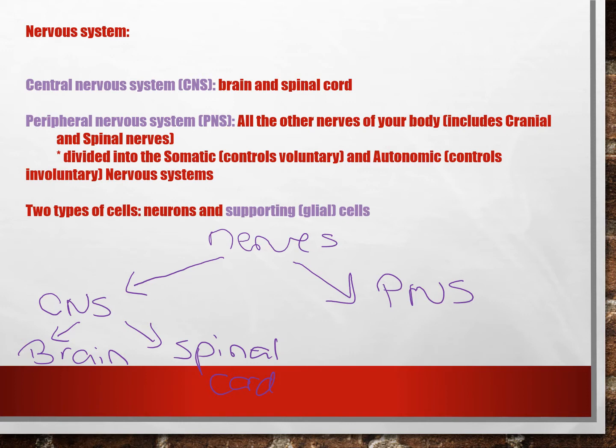Brain nerves are actually nerves in the brain, so they are central nervous system. The spinal cord nerves are nerves in your spinal cord. That's central nervous system. Cranial nerves are 12 pairs of nerves that attach to the brain.